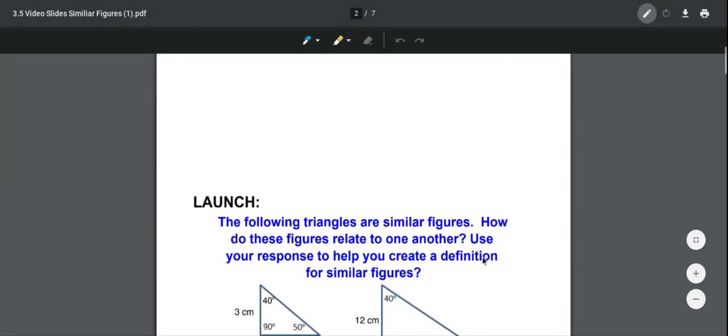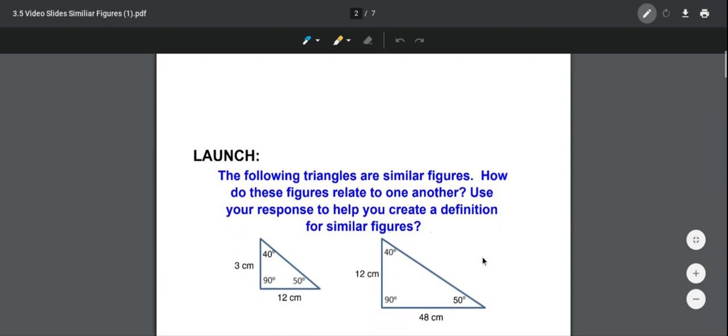The following triangles are similar figures. How do these figures relate to one another? Use your response to help you create a definition for similar figures. Pause the video to think about it, and then replay it to see if you are correct.